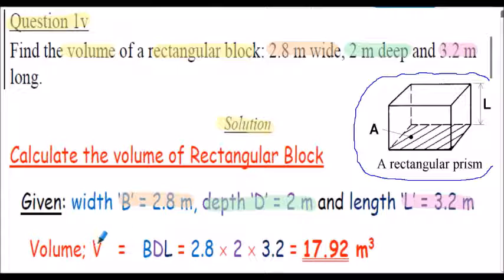To calculate the volume is essentially dimension B multiplied by D, and that's effectively the area of the base here, and then multiplied by length L. Inserting the values for B, D, and L, the volume is 17.92 meters cubed, to 2 decimal places here. The question states the answer to 1 decimal place. So essentially the B times D term is the area.